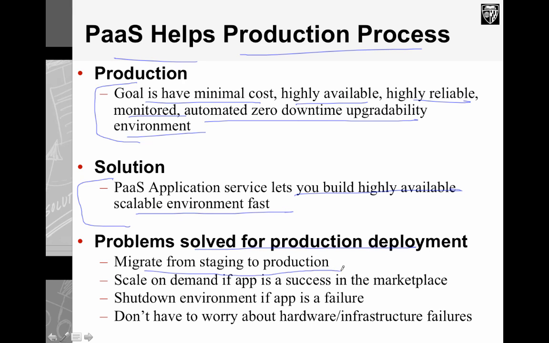Migrate from staging to production. You can have multiple environments. You can switch between these different environments. I'm going to show you some of these examples when we look at a provider, which is the AWS provider. You can scale on demand. You can shut down environments if the application is a failure. If you launch your application and it's a big bomb, no problem, shut down the environment and walk away. You don't have to really worry about hardware infrastructure failures anymore because the availability is being taken care of for you by the application server vendor.